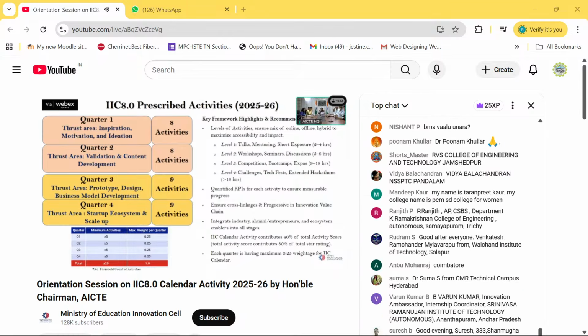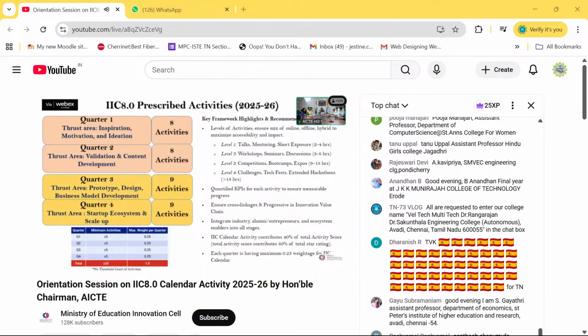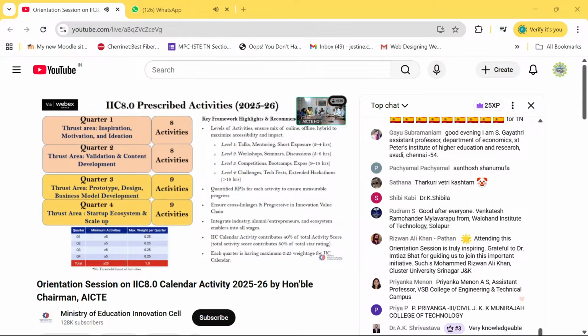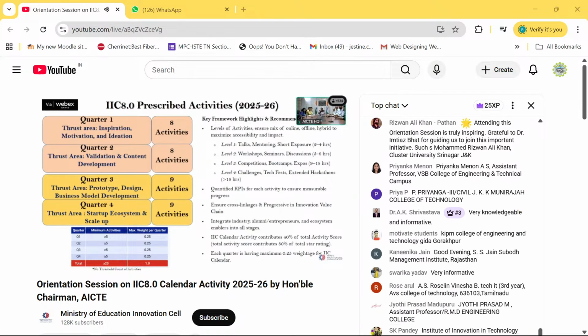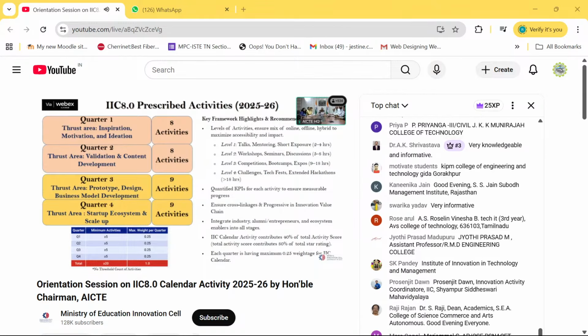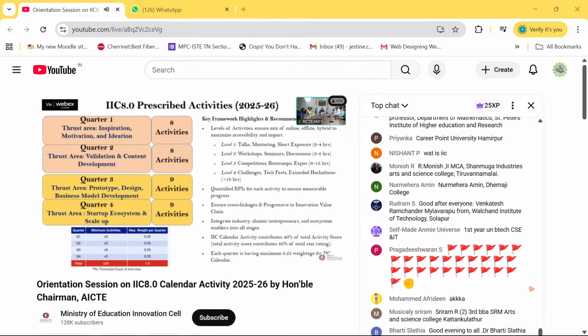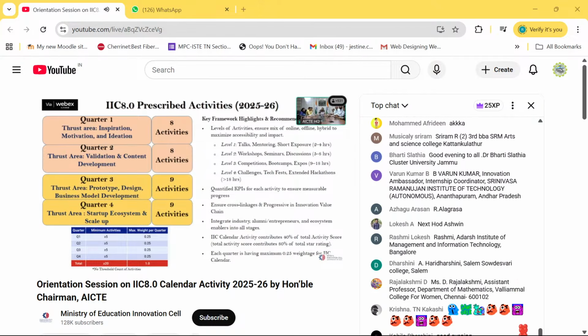And we have introduced level 1, level 2, level 3, level 4 based on the duration of the activity and the intensity or the nature of the activity. And also we ensured that each quarter will feed into the next quarter, so that there is a gradual progression of ideas, innovation, and startups during the particular academic year.